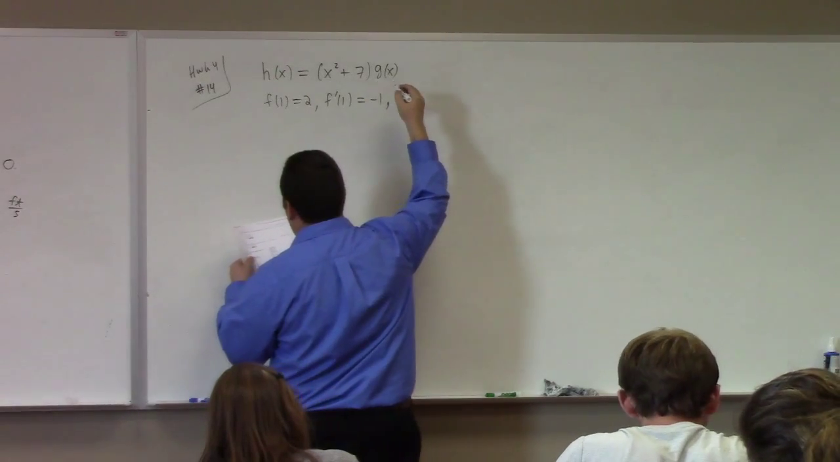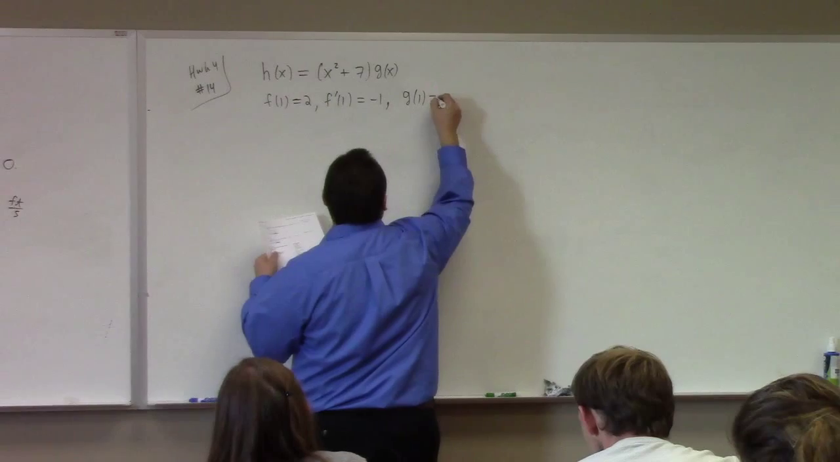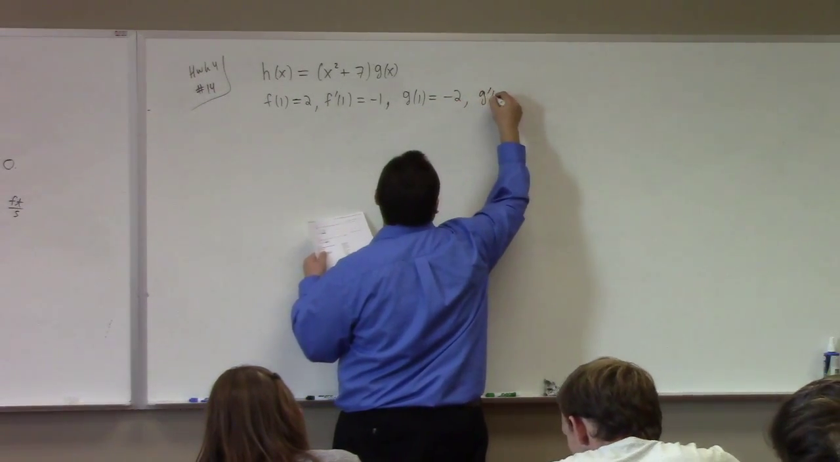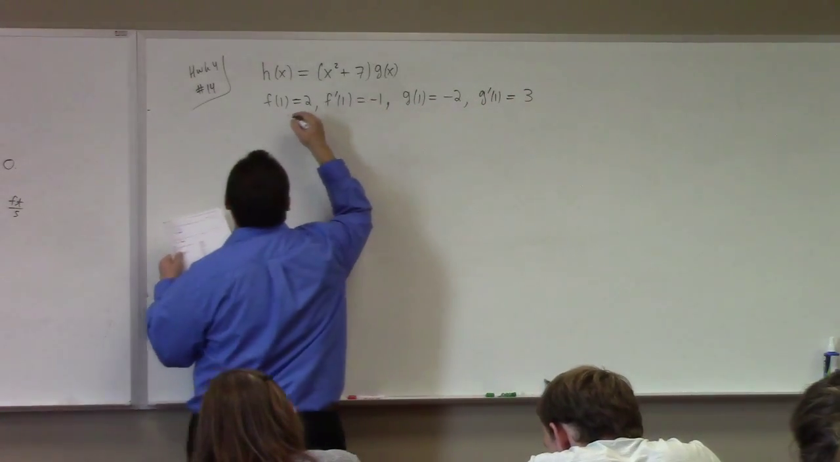There's a bear in the woods named George. It's just as relevant to this problem. I don't know, like, who cares? g of 1 is equal to minus 2. g prime of 1 is equal to 3. Find h prime of 1.